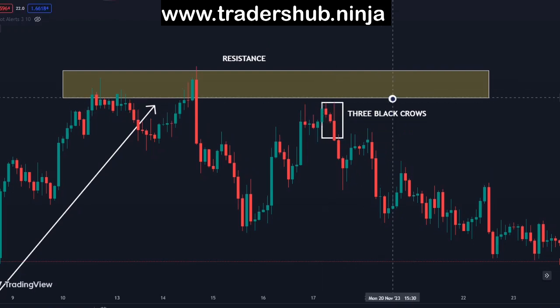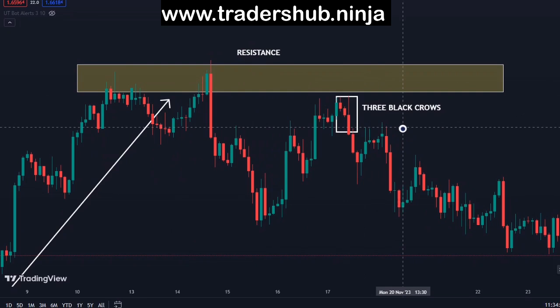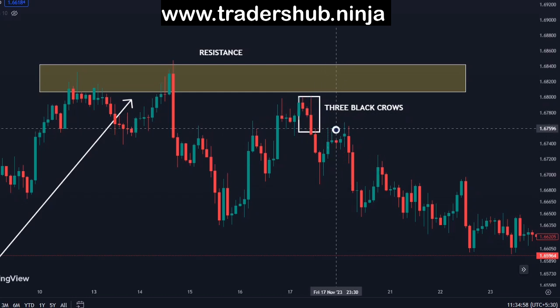The 3 black cross candle was formed at a proper resistance level. It was a trend reversal. Previously it was an uptrend. The trend will change into a downtrend after the formation of the 3 black cross candle. So we are ready to take a sell entry after these 3 candles close.